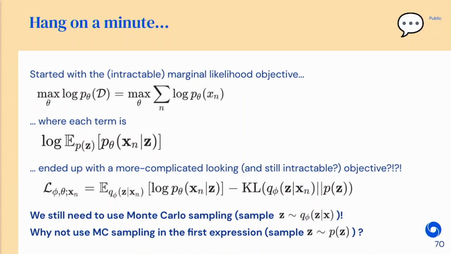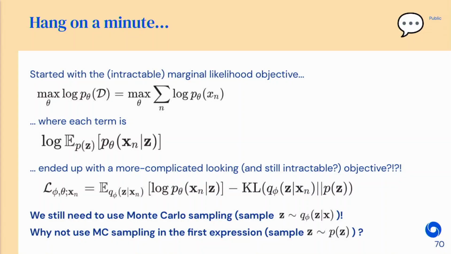Okay, so before I show you some results with VAEs, and we move on to hierarchical VAEs, you might say, hang on a minute. We started with this intractable objective that we couldn't compute, which was this log p, where the integral, or the expectation, was inside the logarithm. And then we ended up with this new objective, the ELBO, which I tell you is more tractable. And indeed, the expectation is now outside of the logarithm, so that's good.